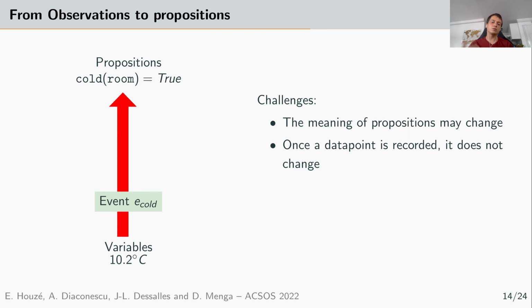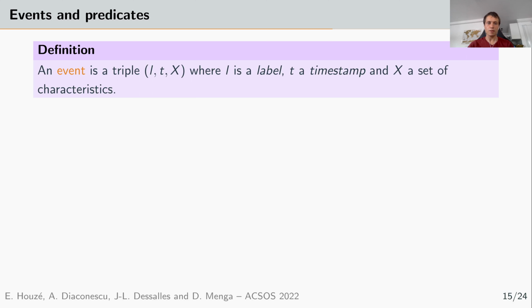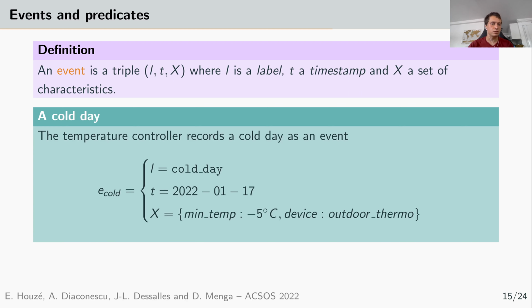So to do this translation operation, we add two new objects. The first one is the event, and the second one, the predicate. An event is defined only as a triple with a label, a timestamp, and a set of characteristics. It is a high-level representation of observations. So I can define called observations with the label, the timestamp of the occurrence, and a set of characteristics, for instance, the minimum recorded temperature and the device.